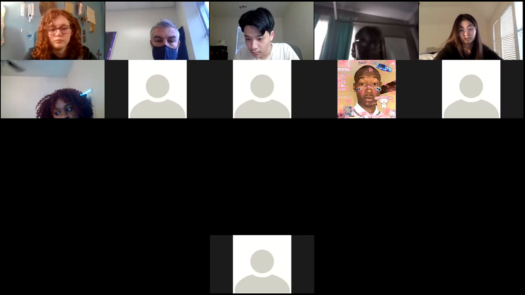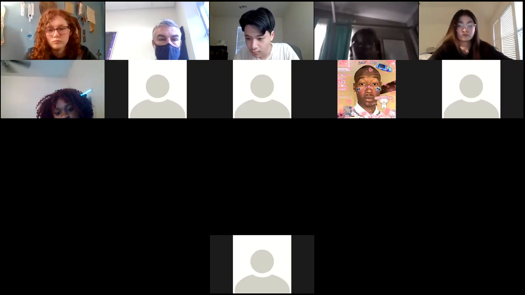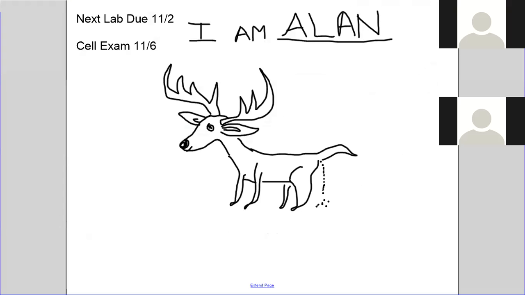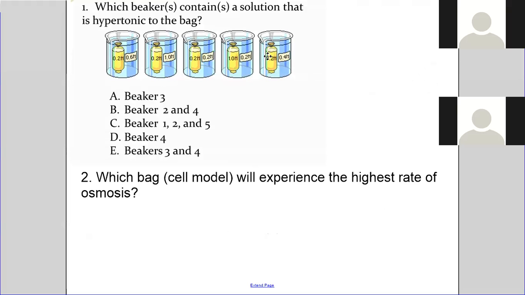Let's go. I'm going to share my screen again and go back to my do now. Wait, I'm confused. So you said this is a variable. This is an experiment. Am I right or wrong? Yes. The surface area to volume ratio is the same for every one of those. So that's a constant. What's the variable here?